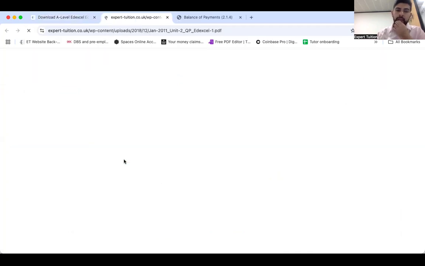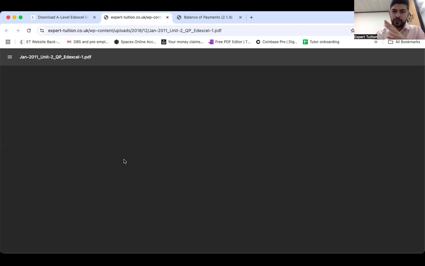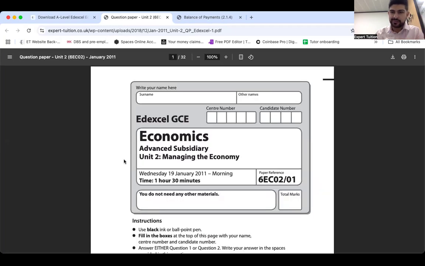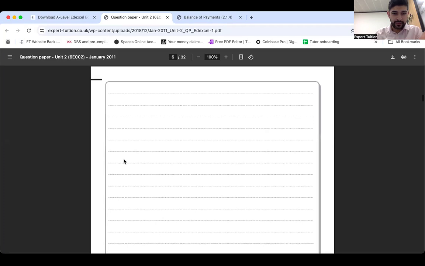So here we are. In January 2011, in the old spec, they used to have a choice of 2 data responses, and also don't be mortified. The big question's at 30 marks, but it's like the equivalent of 15 marks in the new spec. It really isn't that hard. It's just loads of marks for no reason.